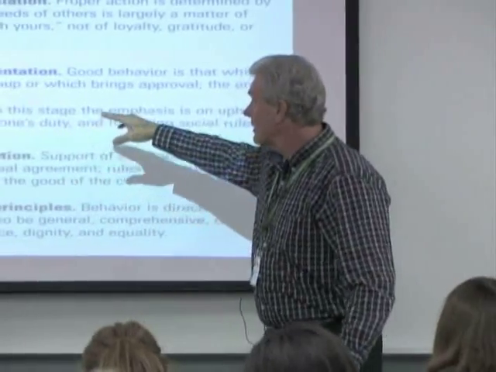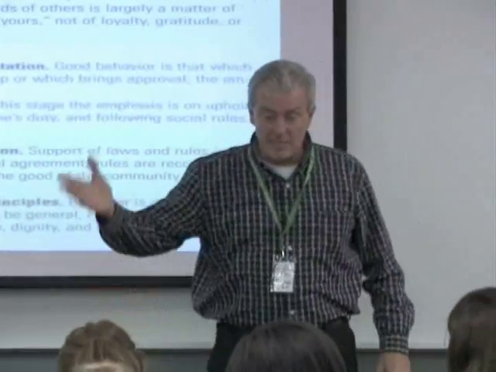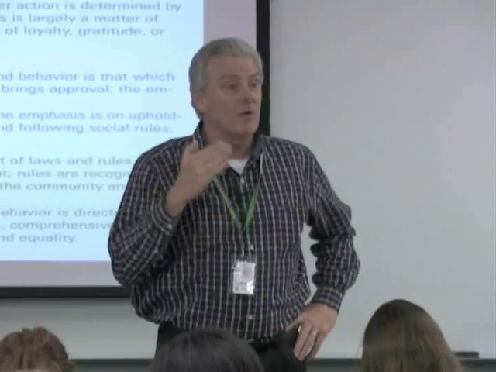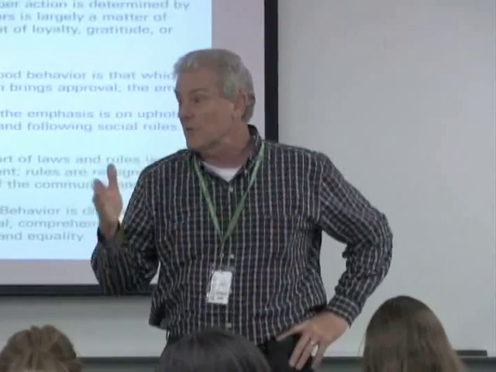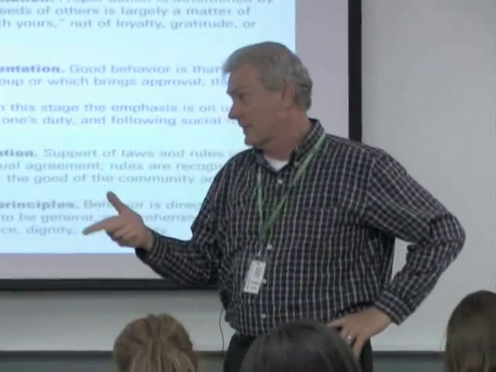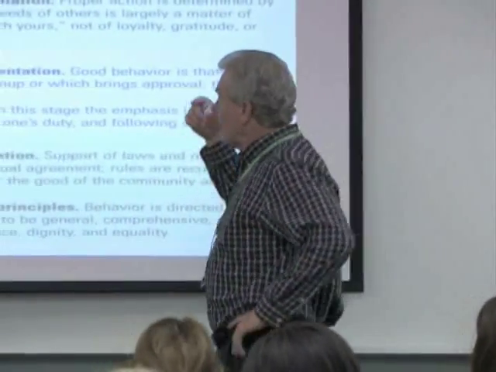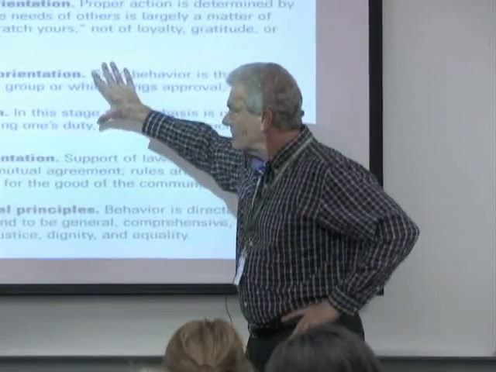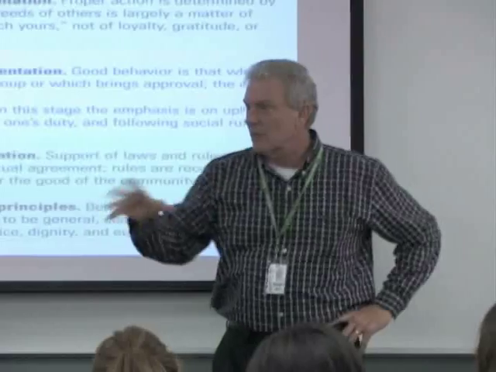And at stage 4, we move into the authority orientation. The community has established a set of laws that we're going to abide by, and we agree that we're going to live by these laws. That's the community orientation. Stages 3 and 4, again for Piaget and Kohlberg, would be, say, 6 to 11, somewhere in there.